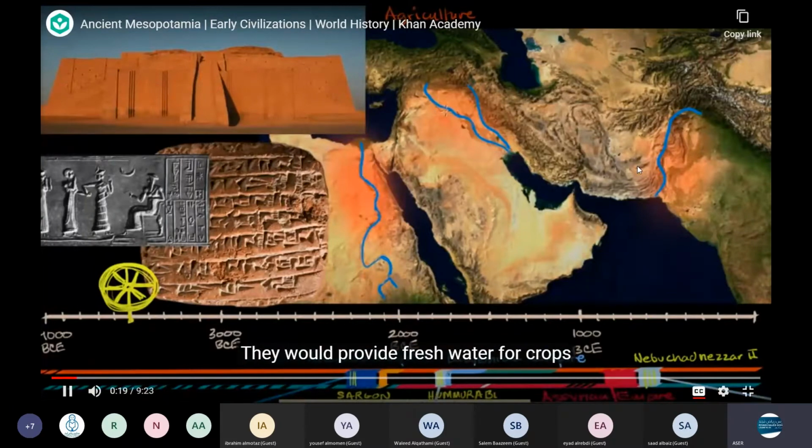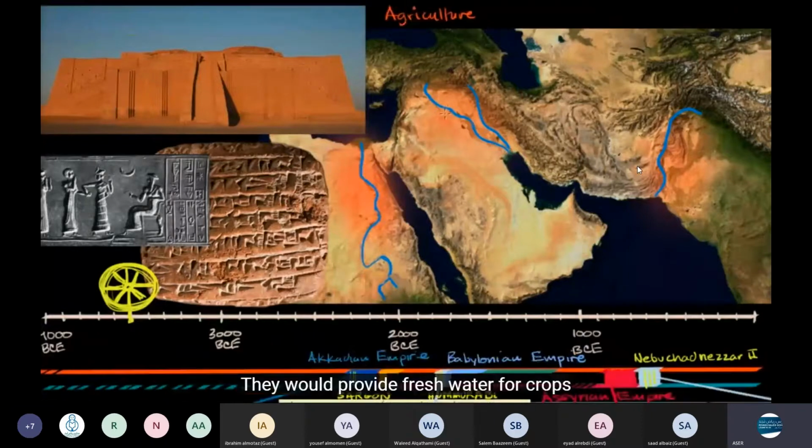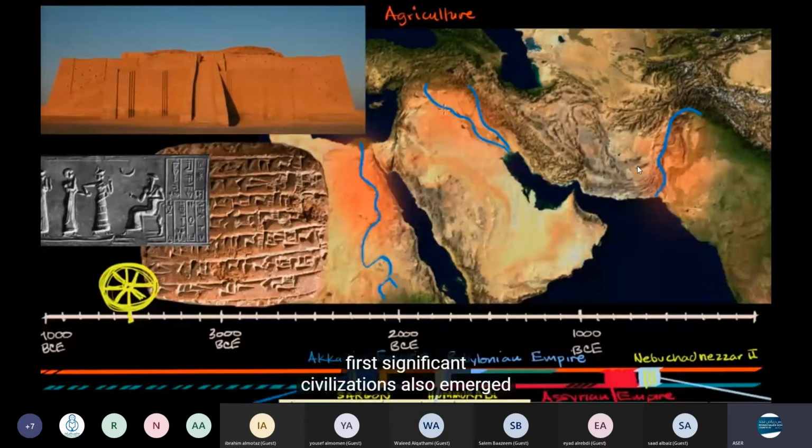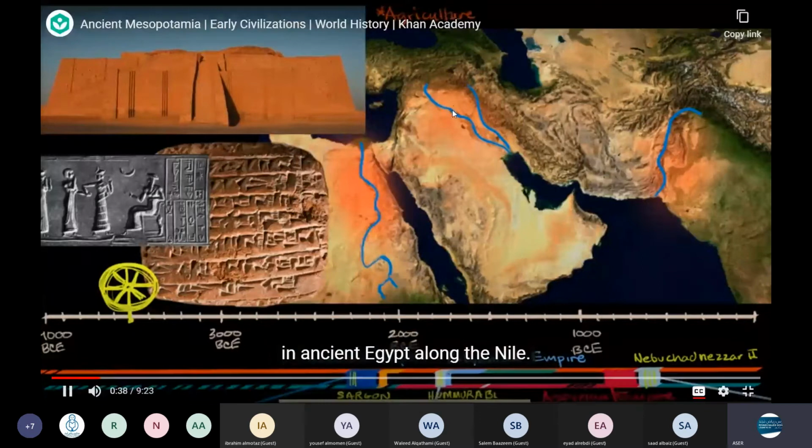They would provide fresh water for crops and for the people who would live near them. Later on, the rivers could be useful for transporting things like crops. And so it's not surprising that our first significant civilizations also emerged where the first agriculture emerged. Our first civilizations we'll see in ancient Egypt along the Nile.